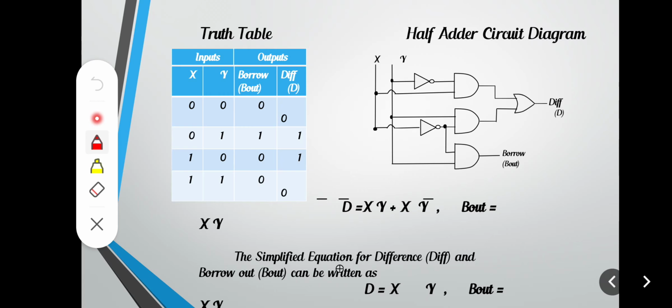This is the truth table of this half subtractor. So since there are two inputs, there are 4 possibilities. So whenever both X and Y are 0, then this difference and borrow output will be equal to 0.